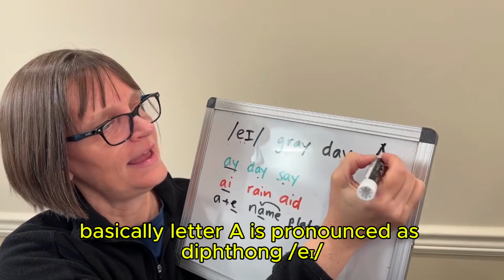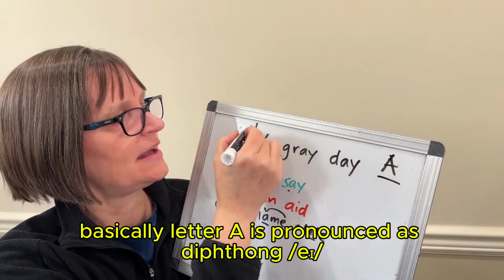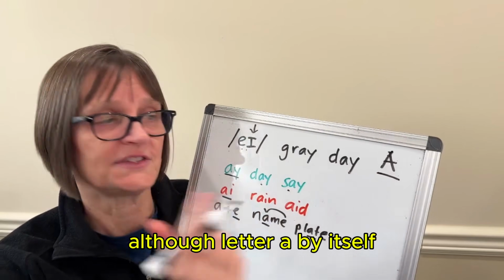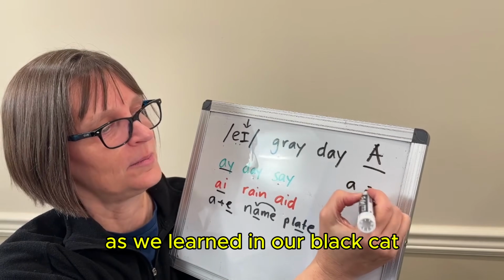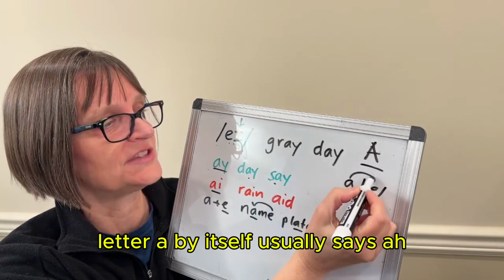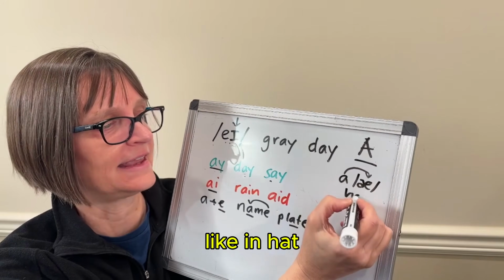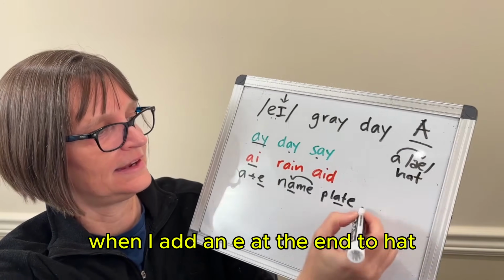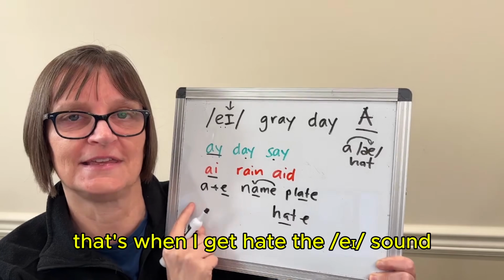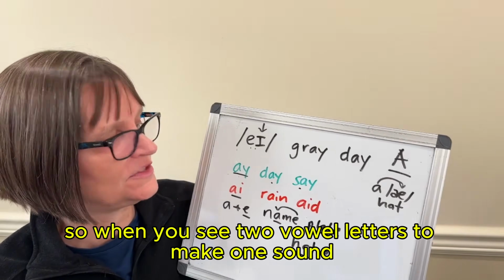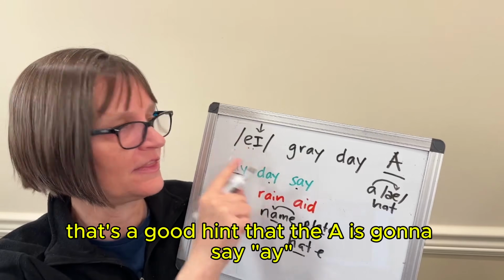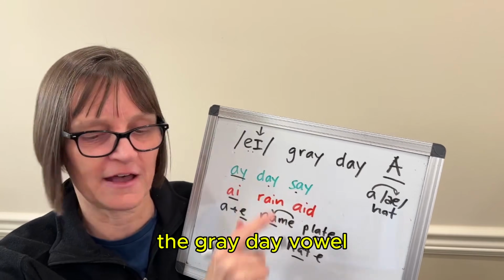Basically, letter A is pronounced as diphthong A, although letter A by itself, as we learned in our black cat, when we talked about the black cat vowel, letter A by itself usually says "ah", like in hat. When I add an E at the end to hat, that's when I get hate, the A sound. So when you see 2 vowel letters to make 1 sound, that's a good hint that the A is going to say A, the gray day vowel.